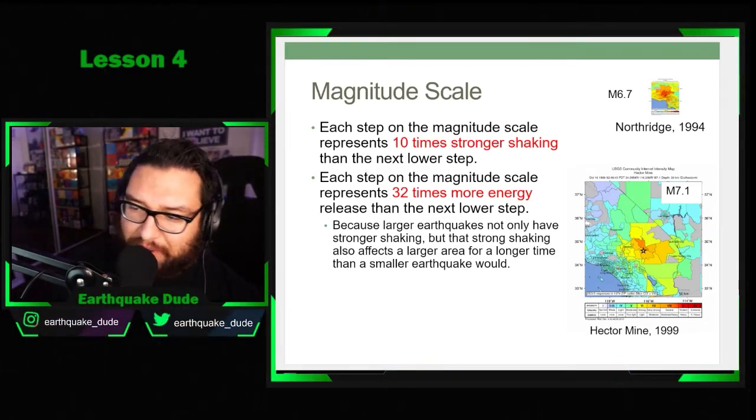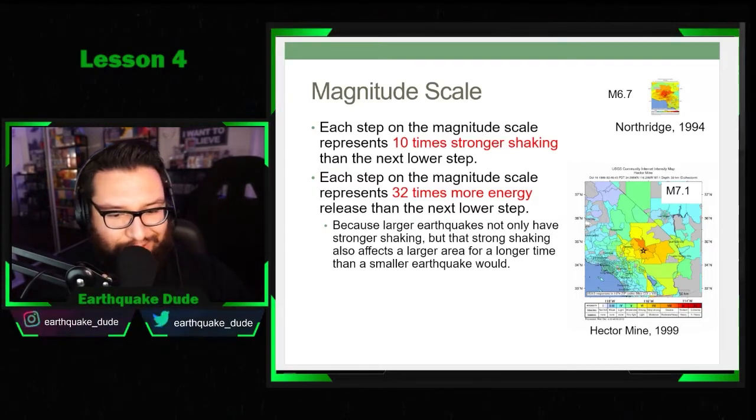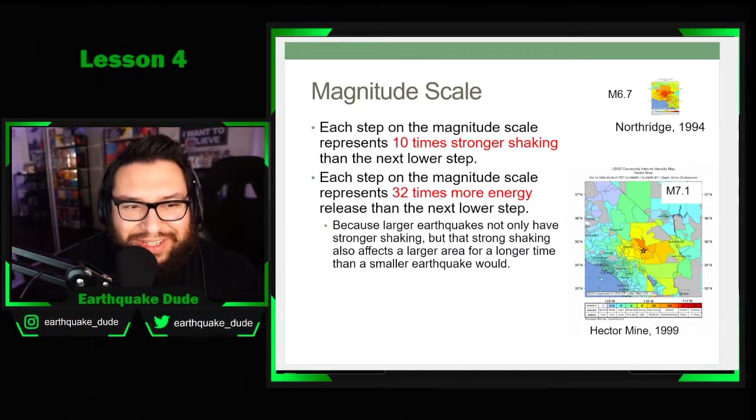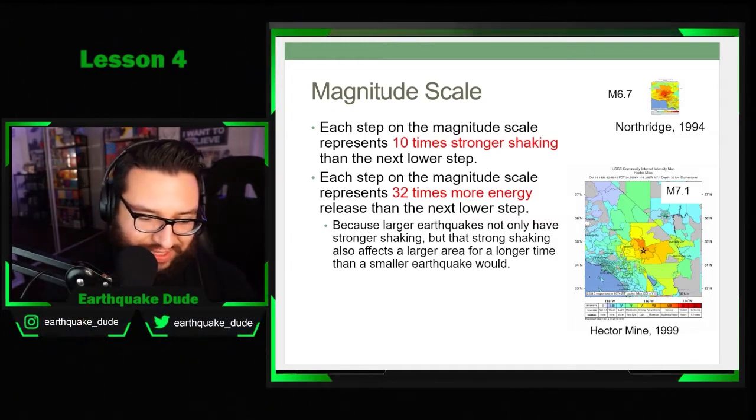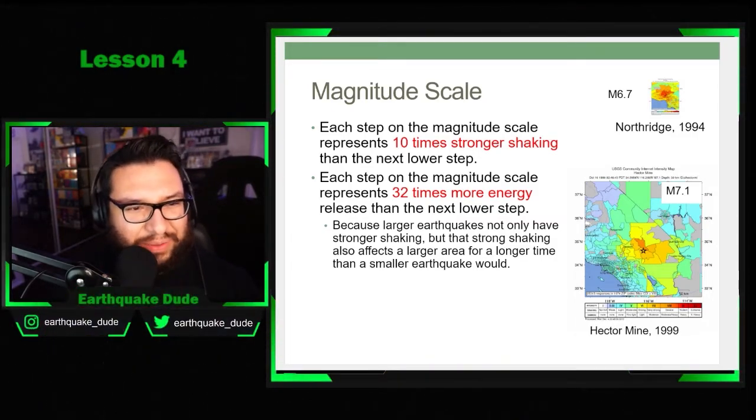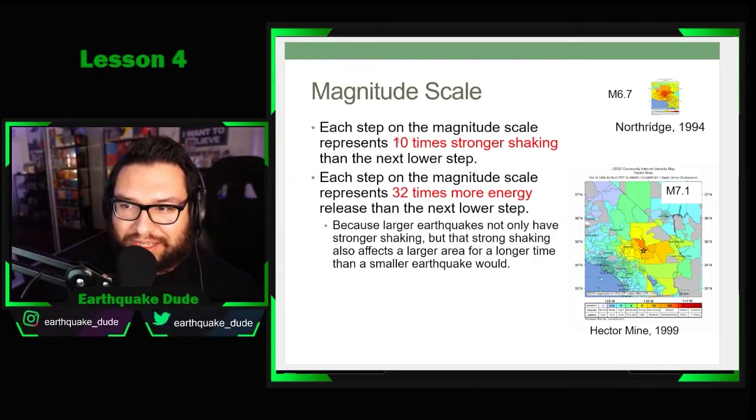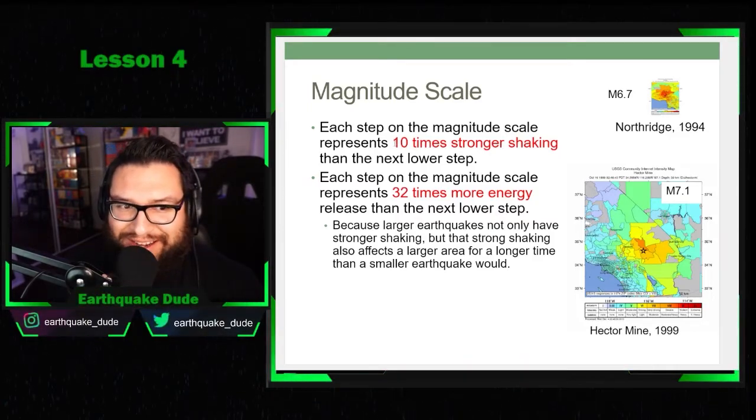You hear, oh, that was a magnitude 7 earthquake, a magnitude 6 earthquake, magnitude 5 earthquake. Well, what does that mean, right? What is the difference between a 5 and a 6 and a 7 and an 8, right? Like, what does that mean? It means that it's complicated, right?